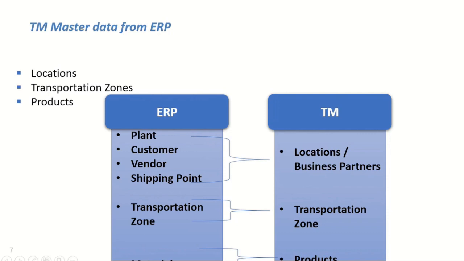And we saw material master creation in ERP. These materials are transferred as products in TM system. Okay. Then, transportation zones also can be created in ECC system and transferred to TM. But transportation zone is more convenient directly in TM system. So we always go with direct transportation zone creation or editing in TM system.